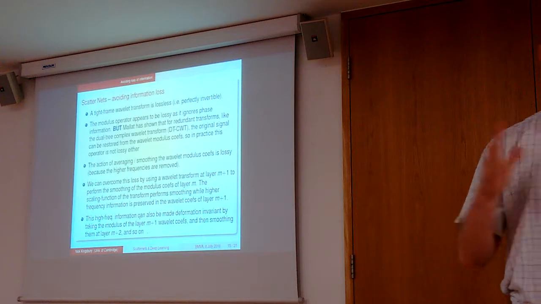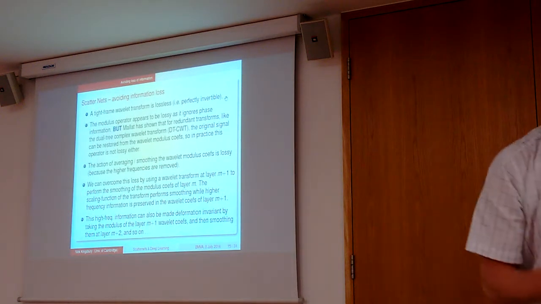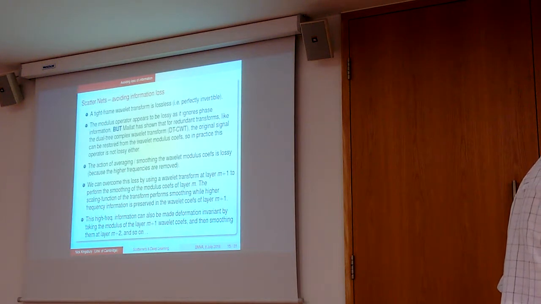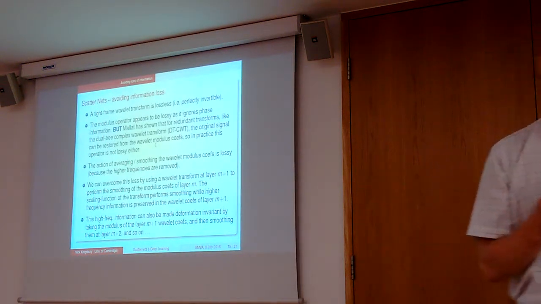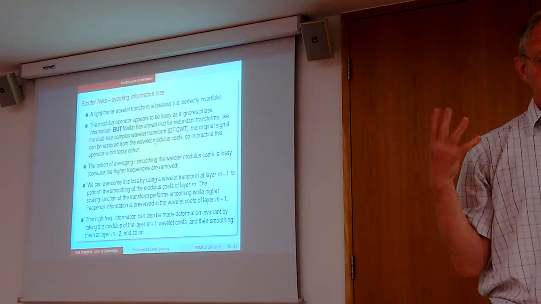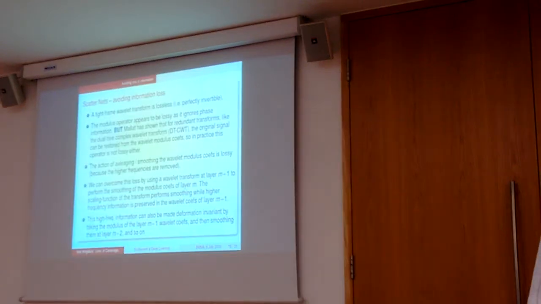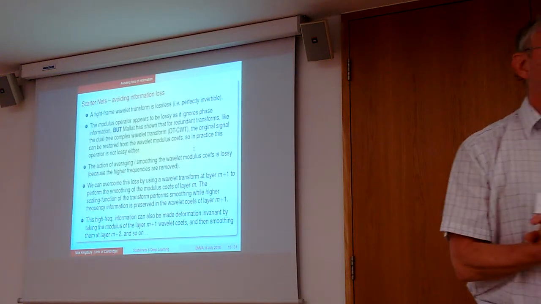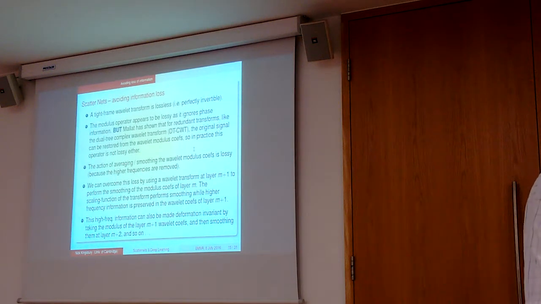If we talk about avoiding information loss as we go through the early stages of this network, a tight frame wavelet transform is lossless because it's perfectly invertible. It has perfect reconstruction capabilities, in other words. The modulus operator appears to be lossy because we're throwing away phase information. But, in fact, Mallat has shown for a number of years that for redundant transforms like the complex Morlet one or the dual tree wavelet transform, the original signal can be restored from just the modulus of the wavelet coefficients. In practice, therefore, this operator is not lossy either.